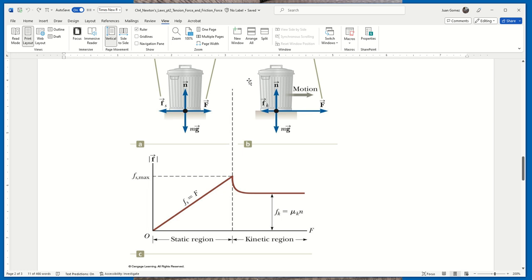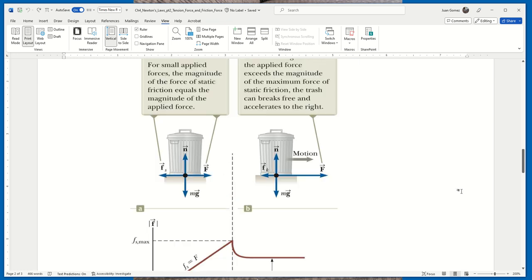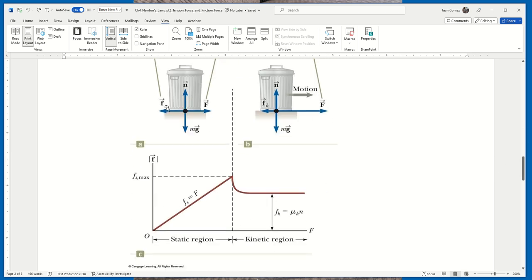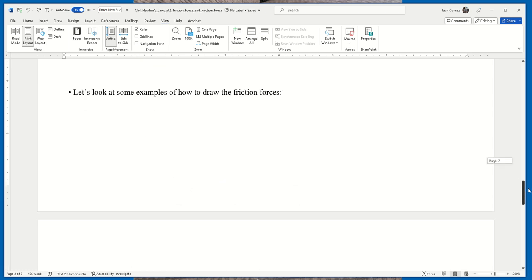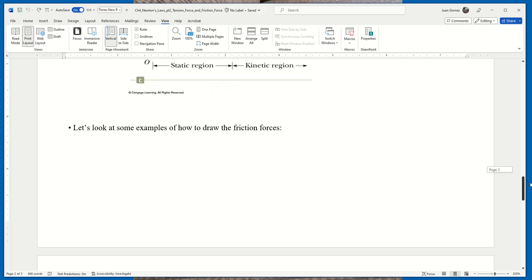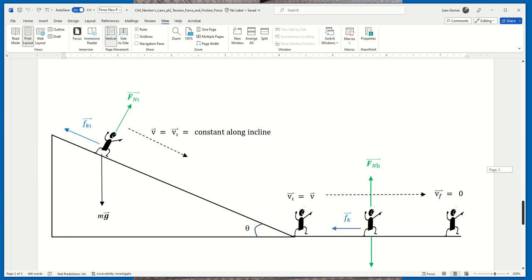But in both cases, the applied force F is in the positive x, meaning that the friction force, whether it's Fs or Fk, will be in the negative x. Now here Fk is mu k times Fn. We'll get to that in a minute. Let's not worry about that right now. Let's look at how to draw some examples of the friction force.